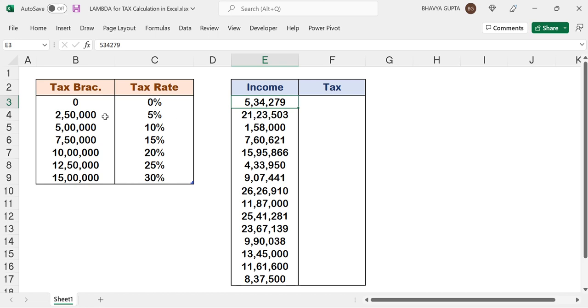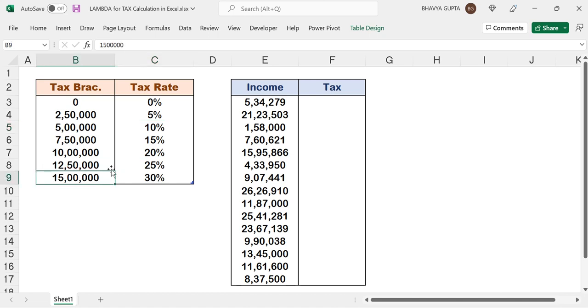So how is the tax amount calculated? Let's say we consider this particular income of 21,23,503. For the first 2.5 lakhs, the tax rate will be 0%, right? For the next 2.5 lakhs, that is the amount between 2.5 lakhs and 5 lakhs, the tax rate will be 5%. For the next bracket, any income between 5 lakhs and 7.5 lakhs will be taxed at 10%. And similarly for other tax brackets as well.